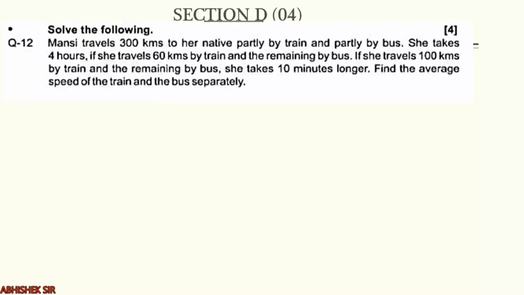Now section D, that is only one question of 4 marks. Mansi travels 300 km to her native partly by train and partly by bus. So what is given? Total distance is given.